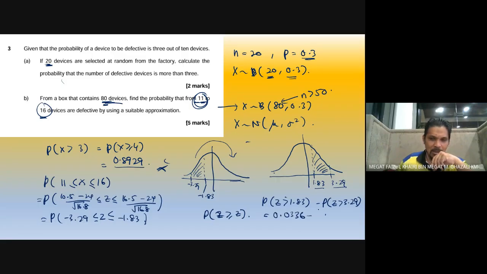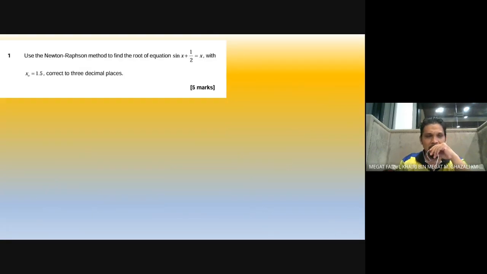This is 0.0336 minus 0.0005, and finally it gives you the answer of 0.0331. Okay, so we go to the next question, Section B, question number 1.